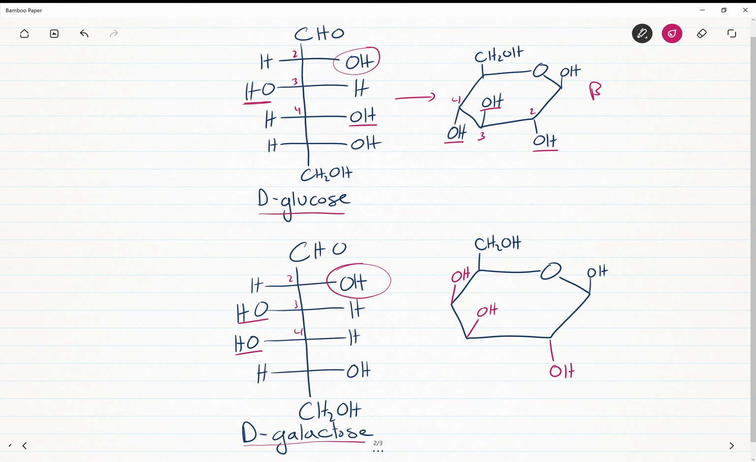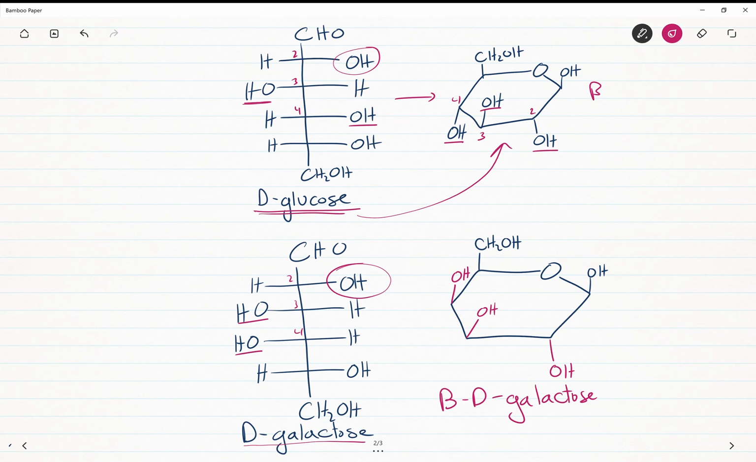Okay, now I filled in the rest, so really it's just those differences between positions 2, 3, and 4 that are going to make the difference for each monomer, or each monosaccharide. And so what we see here is beta D-galactose has been drawn. Like I said, if you know your Fischer projection for glucose, and you know how to draw the Haworth projection for it, you should be able to draw all other Haworth projections from the Fischer projection of other monosaccharides.